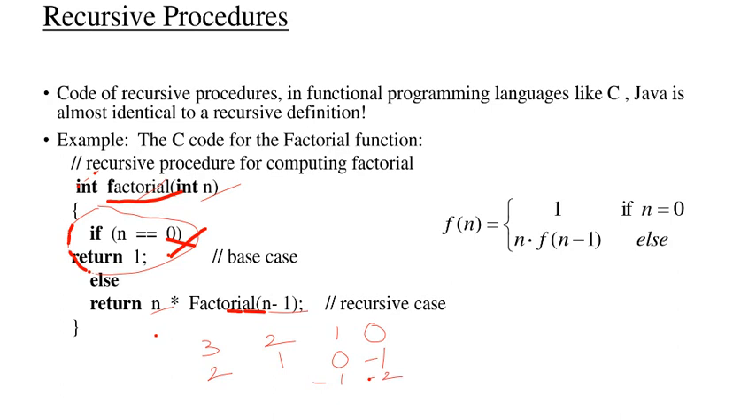For example, when n is 7, n minus 1 is 6. When n is 6, n minus 1 is 5. So the value of n progresses like 7, 6, 5, 4, 3, 2, 1, 0, minus 1, minus 2, minus 3, minus 4, and on and on and on, which is going to form an infinite loop.